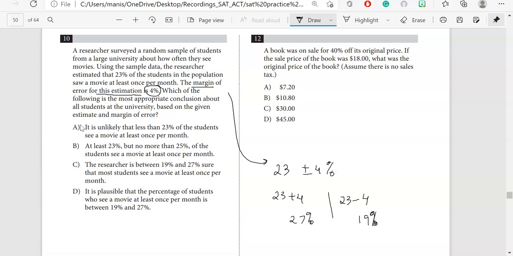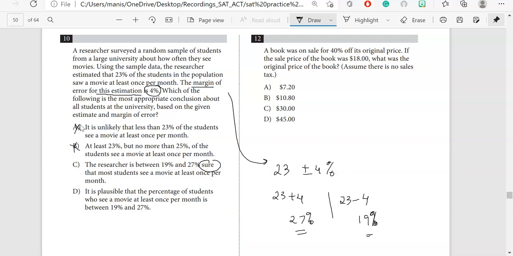Which of the following is the most appropriate conclusion about all students in the university based on the given estimate and margin of error? First of all, this is the wrong choice because you can see these two numbers, and it does not talk about this. Now this one says the researcher is between 19% and 27% sure that most students see a movie at least once per month. Do you see the word sure over here? So this choice is incorrect, and this may result from interpreting the sample statistics as the researcher's level of confidence in the survey results and applying the margin of error to the level of confidence.